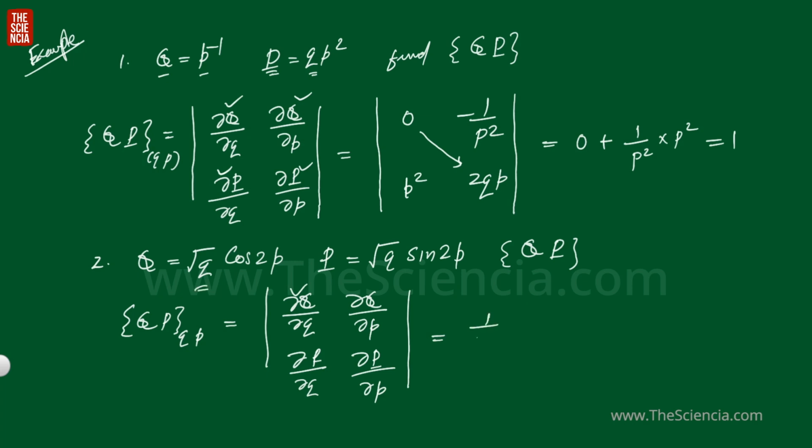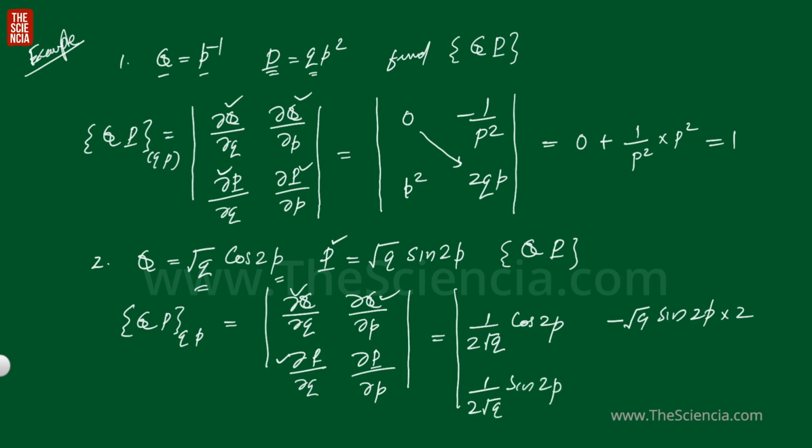So we get 1 by root 2q cos 2p. Next one, dou Q by dou p. So again it is a function of p. So we get minus root 2q sin 2p into 2. Then next term, dou P by dou q. Here P is a function of q. So what we get? We get 1 by 2 root q sin 2p, and dou P by dou p, that is root q cos 2p into 2. That is we get this is equal to cos square 2p plus sin square 2p, that is equal to 1.